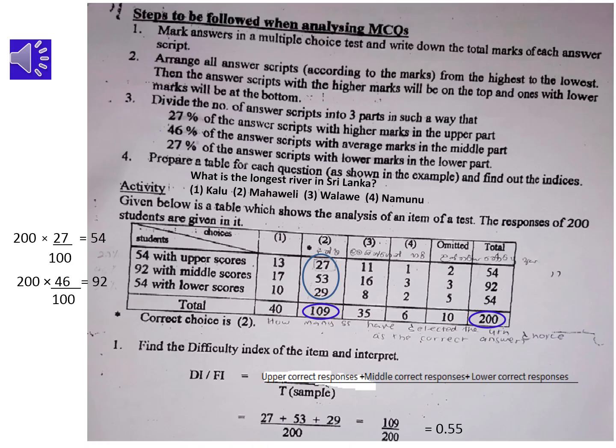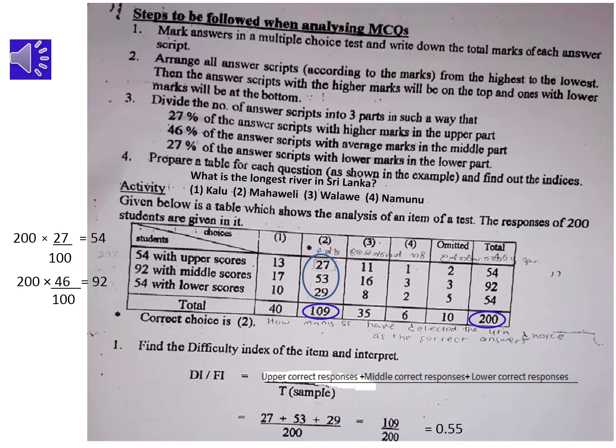Number 3. Divide the number of answer scripts into 3 parts. The third point is, you have to divide this set of papers into 3 bundles, 3 parts, not equal parts, right? In such a way that 27% of the answer scripts with the higher marks are in the upper part. Now you have a pile, bottom to top, lowest to the highest. From the highest section, you take 27%.